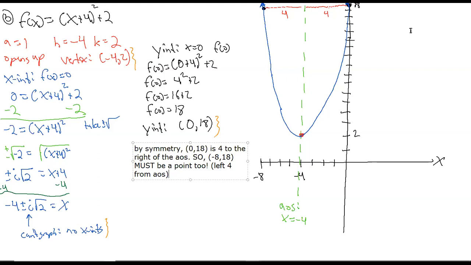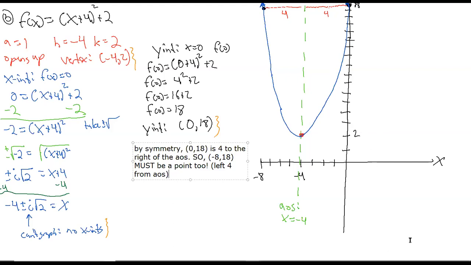Are we always going 4 to the right and left? No. This distance is arbitrary. It's just a matter of where the point was located. If I had a point at (-3, 5), since that's 1 away from the axis of symmetry, that means we have a height of 5, 1 to the left from the axis of symmetry. Okay.